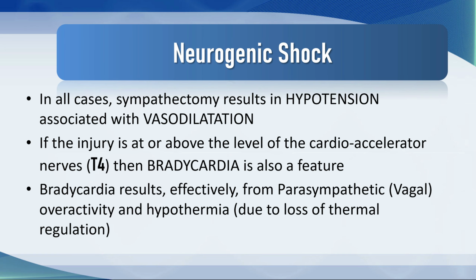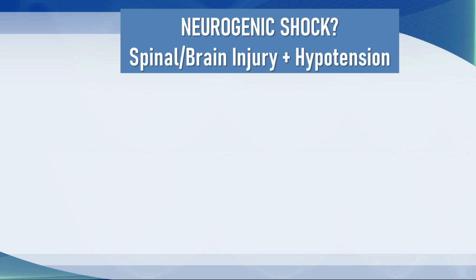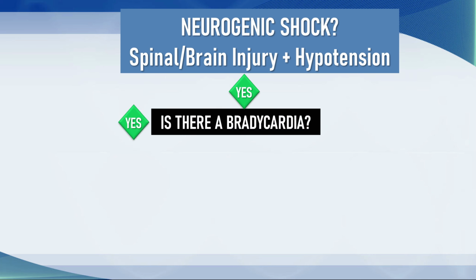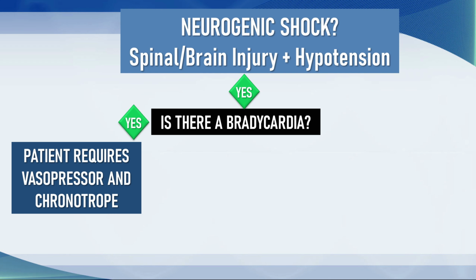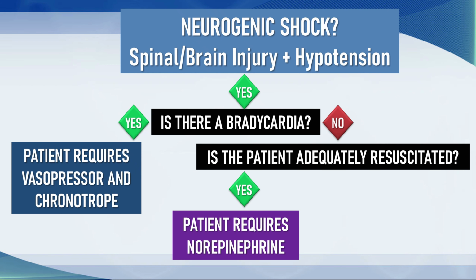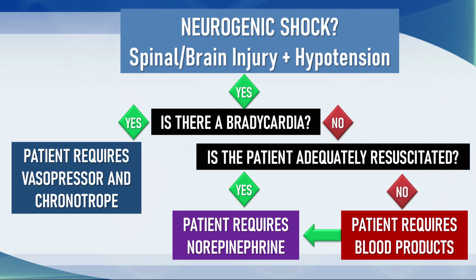So how do we work the problem of neurogenic shock? If there's a spinal or brain injury and the patient is hypotensive, the first question we ask is whether there's a bradycardia or not. If there is, then the patient requires a vasopressor and usually a chronotrope. If there isn't a bradycardia, then you ask whether the patient is adequately resuscitated or not. If they are, then that patient should be given norepinephrine, noradrenaline. If the patient has not been adequately resuscitated, they need a blood resuscitation, that's red cells and plasma and sometimes platelets, and then when you're sure they're resuscitated, the patient should get norepinephrine.